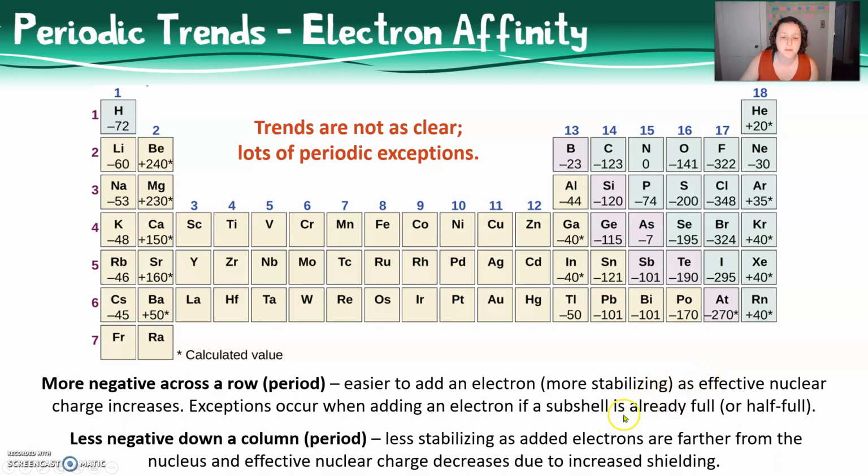The values also become less negative, or smaller, as we move down a column because the effective nuclear charge is decreased and the electrons would be going into orbitals that are farther away from the nucleus, so less stabilization of the electron means less energy released.